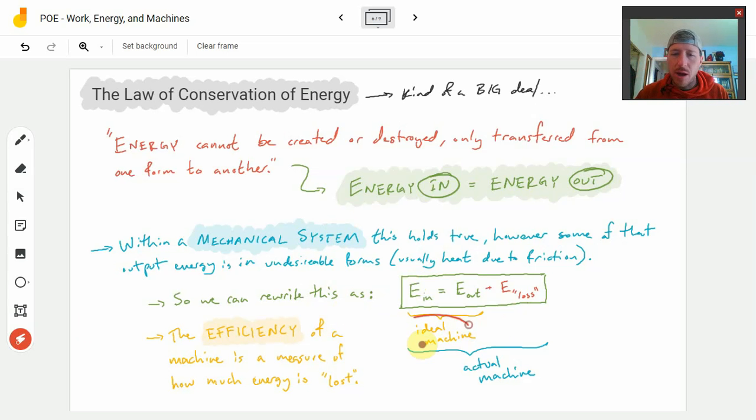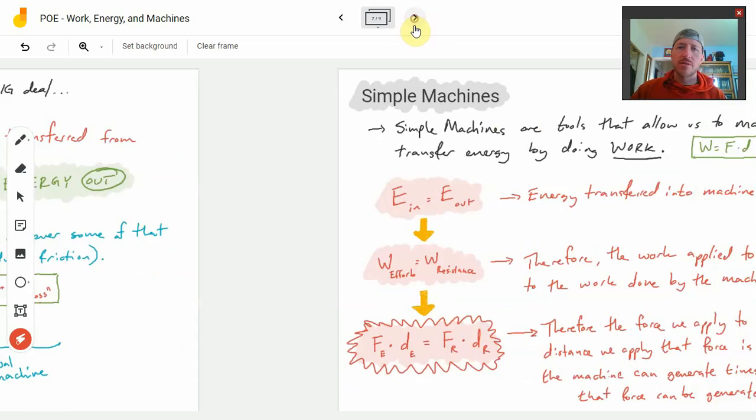So you'll see us talking about, in this quarter, ideal machines and actual machines, ideal mechanical advantage and actual mechanical advantage, and also this idea of efficiency. We always want to try to improve efficiency as much as possible, taking our input energy and getting it to the output form that we want with as little lost to those undesirable forms. So that's the law of conservation of energy.